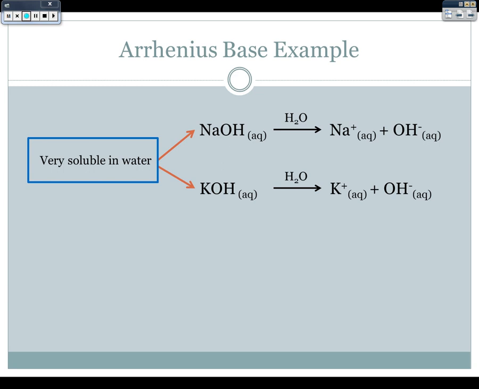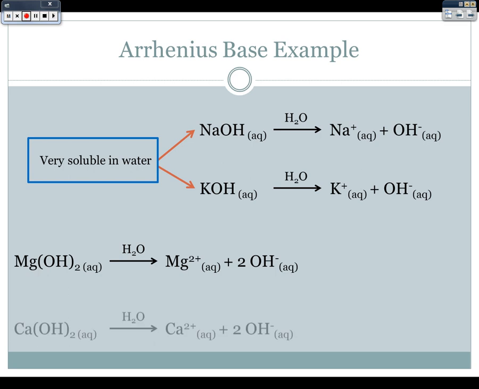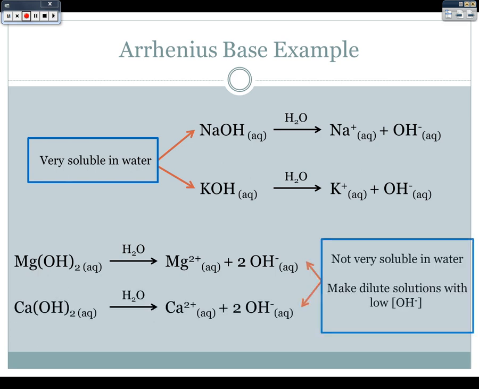These are both very soluble in water, and so they would make high OH concentration solutions, so they'd be strong bases. Whereas magnesium hydroxide and calcium hydroxide are not very soluble in water and make dilute solutions with low OH concentrations, so they're weak bases. And I'll let you know which strong acids and strong bases I want you to memorize. But right now we're just getting introduced to the idea.